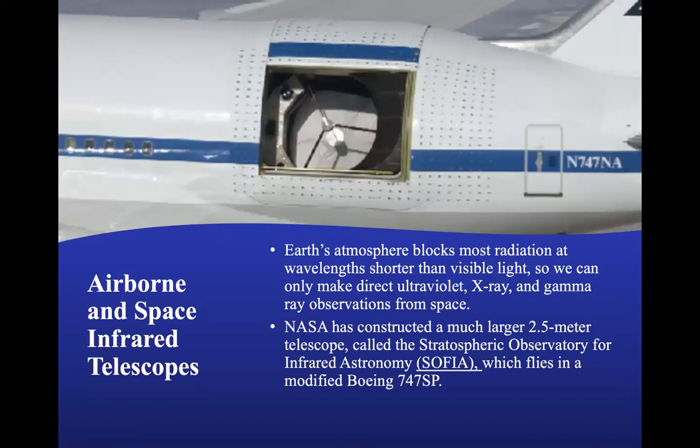Right. So this is the third telescope that I was talking about, SOFIA, and this is an airborne telescope, again doing infrared observations. Now the reason that you observe infrared from above the ground is that the Earth blocks most of the radiation at these wavelengths, right, because they are shorter wavelengths, and we can only make direct ultraviolet, X-ray, and gamma ray observations from space. And for X-ray and gamma ray, you can't even think about making these observations, sorry, from the ground, right?